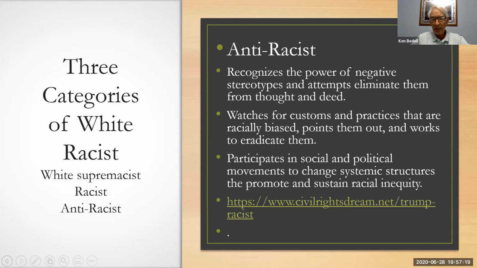I put a URL on the screen. This last part about categories of white racists, I've written a longer essay about this that I published on the website civilrightsdream.net, looking through the eyes of how we would decide whether we would call President Trump a racist. So it looks at the categories and justifies the three categories we're looking at here. If anyone wants to discuss that further, you can read the longer essay there, and if you sign in to that website, you can leave comments there. We can even continue the discussion about white supremacist, racist, and anti-racist.